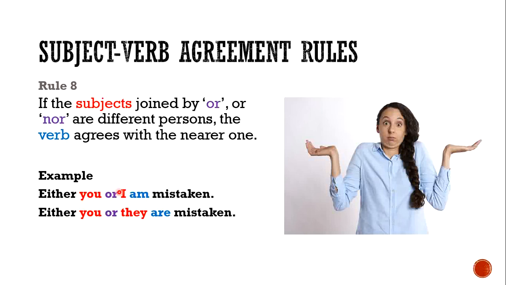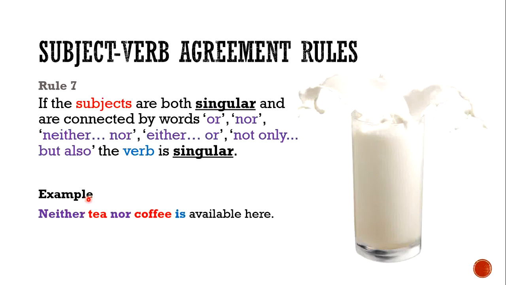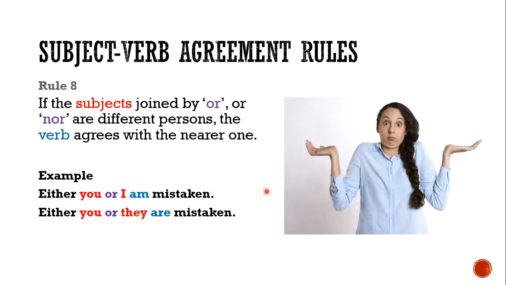Either you or I am mistaken. We do not say either you or I are mistaken. No, we don't. Maybe you are thinking that it is following the rule that if it is connected by neither nor and both the subjects are singular, the verb should be singular. But don't forget, "you" looks the same in plural form. Either you or I am mistaken.